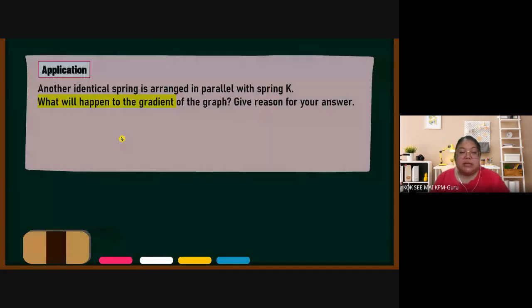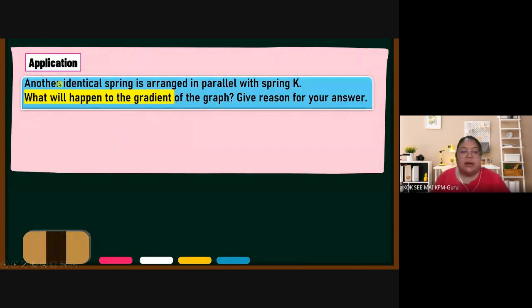Okay, next we're going to see an application question. Another identical spring is arranged in parallel with the spring K. 就是它给你预测这样的情况之下，我再加多一条 spring 呢什么事情发生？这个叫做 application。你明白 spring 的原理，你也做 calculation 了。现在我要 apply，就是我讲这个 spring 我再加多一条嘞，什么事情发生？So this one we call application.